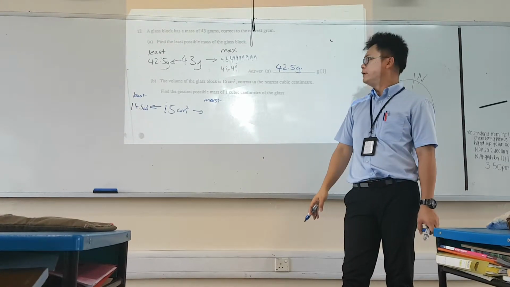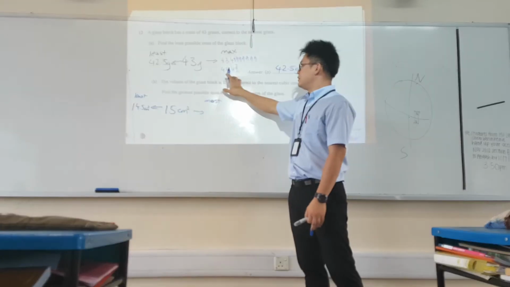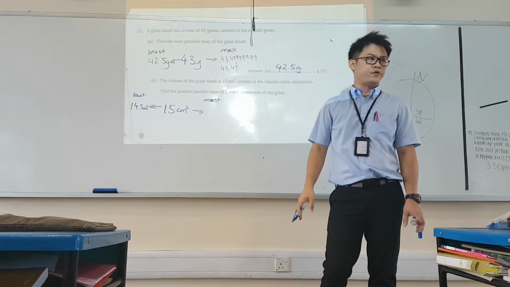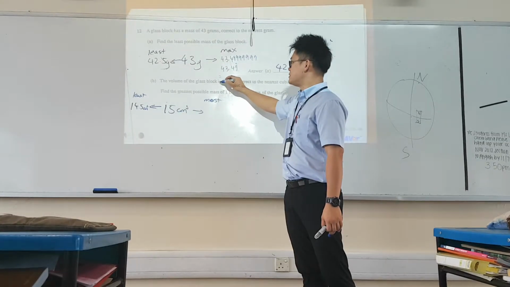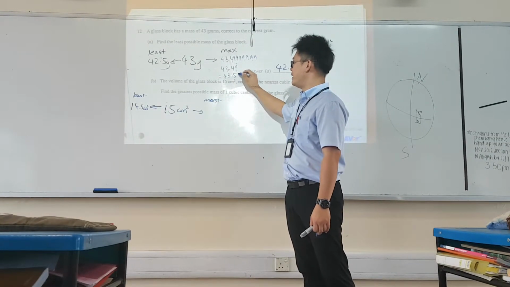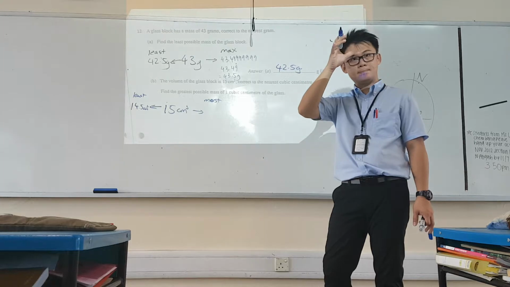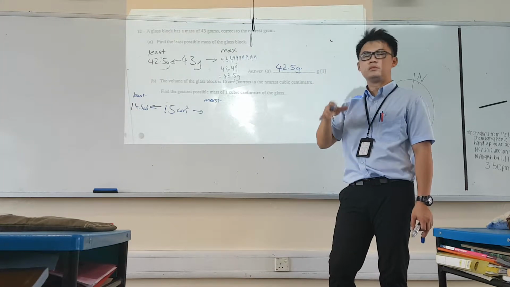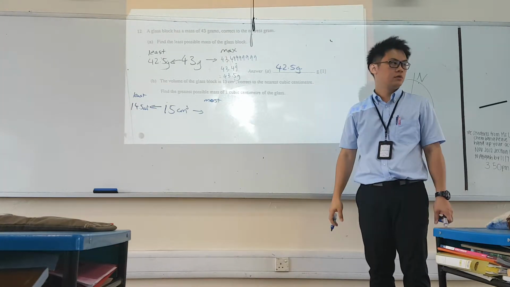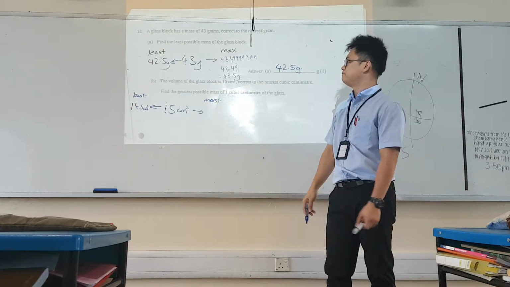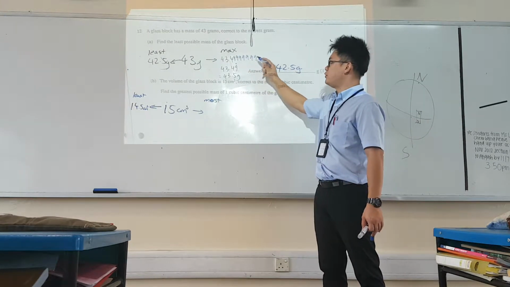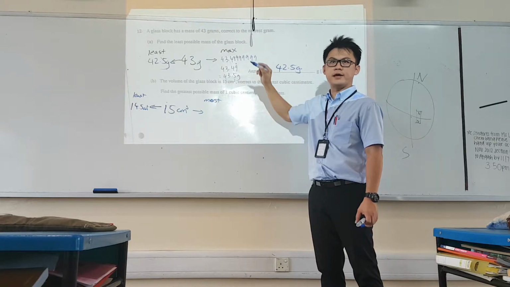Now, you know what is the value of 43.49 recurring? It is actually equal to 43.5 grams. Why do I round up the 4 to 5, with the 0.99 recurring?